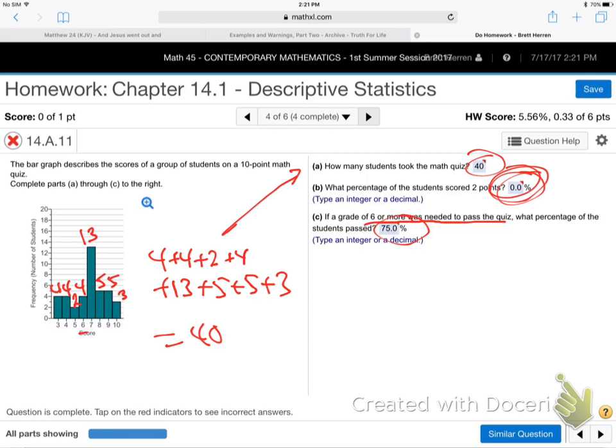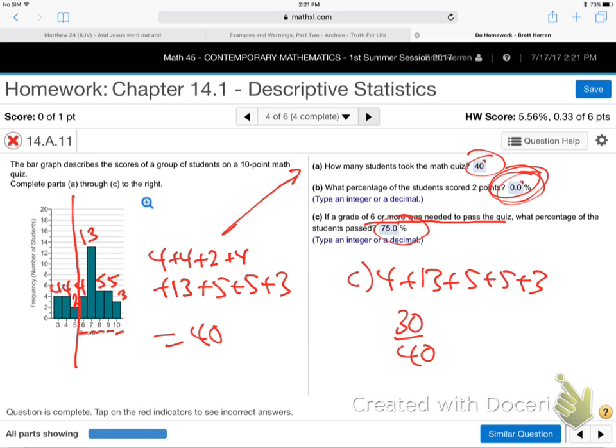Here's a 6 or more. 6, 7, 8, 9, 10. How many people got that for part C? So it's right there and above. So that's 4 plus 13 plus 5 plus 5 plus 3. What is that? 17, 27, 30 out.